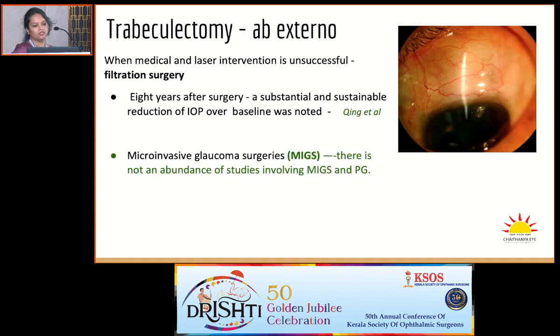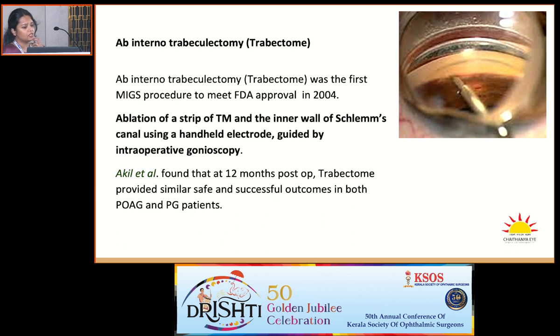So trabeculectomy ab externo is done when the medical and laser intervention is unsuccessful. It is the choice, and even after 8 years of surgery, a substantial and sustainable reduction of IOP over baseline was noted. About MIGS in pigmentary glaucoma, there is not an abundance of studies involving microinvasive glaucoma surgeries and pigmentary glaucoma. But Trabectome, which is ab interno trabeculectomy using a handheld electrode, does an ablation of a strip of trabecular meshwork and the inner wall of Schlemm's canal, guided by intraoperative gonioscopy. This procedure was FDA approved in 2004.